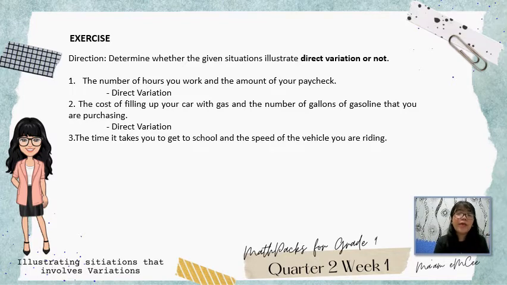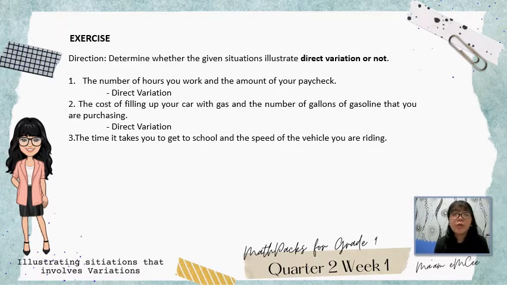So that means the higher the speed, the lesser the time it will take you to get to school. Or the lesser the time it takes you to get to school, the higher the speed of the vehicle you are riding. So it's opposite. One is decreasing, the other is increasing. As the time it takes you to get to school decreases, the speed increases. So they are opposite. That means this situation does not illustrate direct variation.